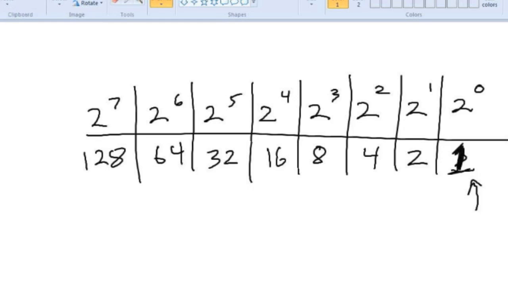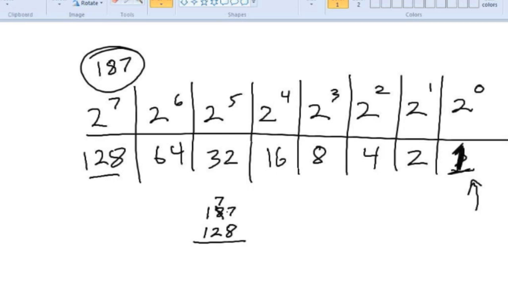They gave me, what did they give me? Let's see. 187 converted to binary. So I'll go ahead and write 187 up here and circle it. Can I subtract 128 from 187? Yes, I can. That would leave 59, right?